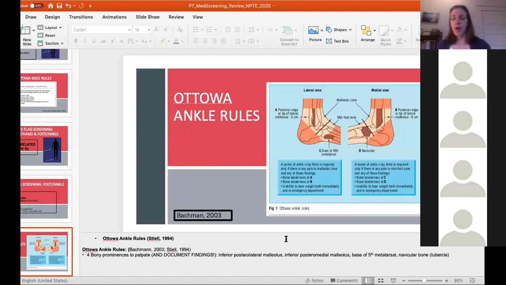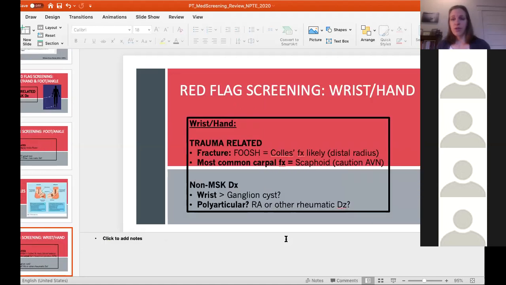So here are Ottawa ankle rules. Suffice it to say, if you have tenderness at any of 4 spots, so medial or lateral malleolus, navicular, or base of the 5th metatarsal, those would be reasons to suspect fracture and want to get x-rays. Inability to bear weight, that's kind of your Cliff's Notes version of Ottawa ankle rules. There's a citation in here for you. You can take a look at that. Wrist and hand, you're going to want to screen for fracture if there was trauma.